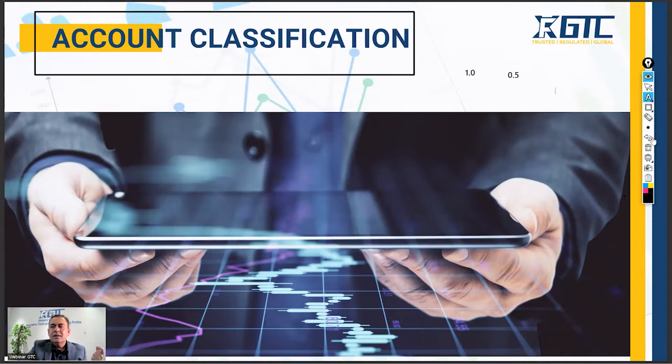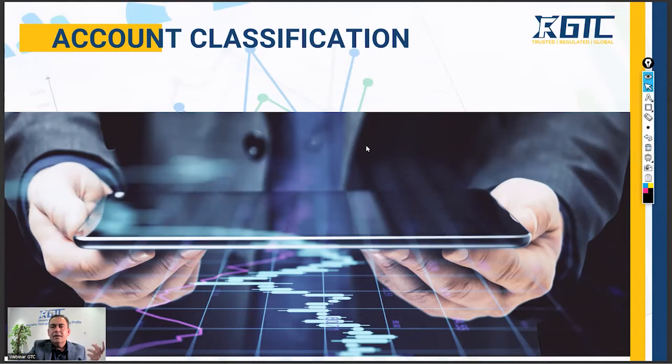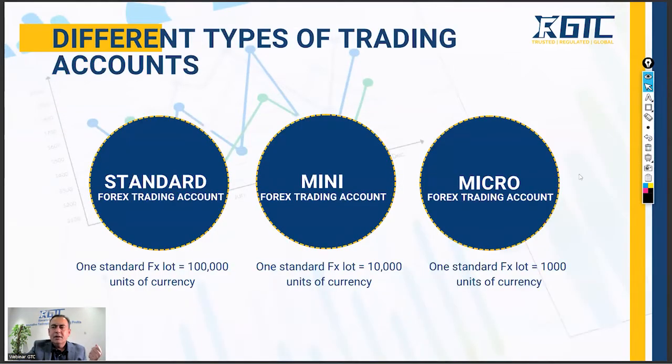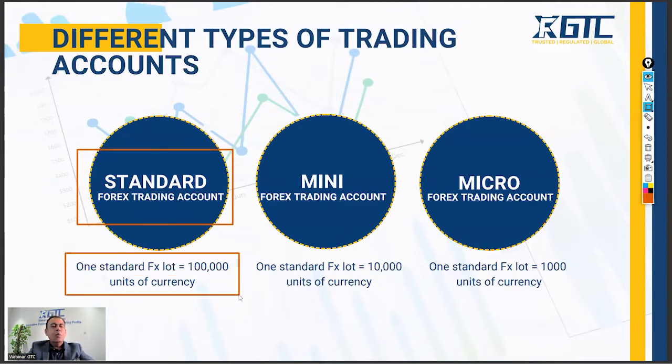So by default, the general account size is 100,000 units. Based on the lot sizes, we can classify the accounts. So how the classification goes, the first type is a standard trading account. In a standard trading account, the minimum lot size is 100,000 units of any currency. It can be any major pair, any minor pair, cross currency, exotic currency, any currency pair. If you're going to trade, by default, you have to open 100,000 units.